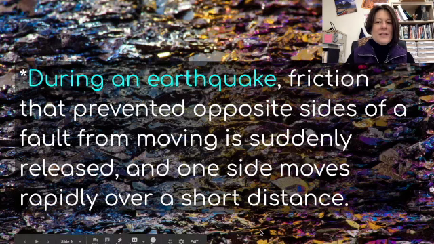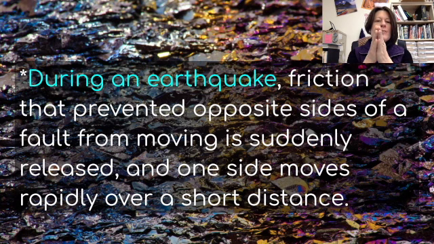Okay, so during an earthquake, friction that prevented opposite sides of a fault from moving is suddenly released and one side moves rapidly over a short distance. And you can see here in the background, I tried to choose a rock that looked very jagged, like there would be pieces that got caught and there would be a lot of friction. Pressure would build up and then all of a sudden they would fly apart and you would create an earthquake.